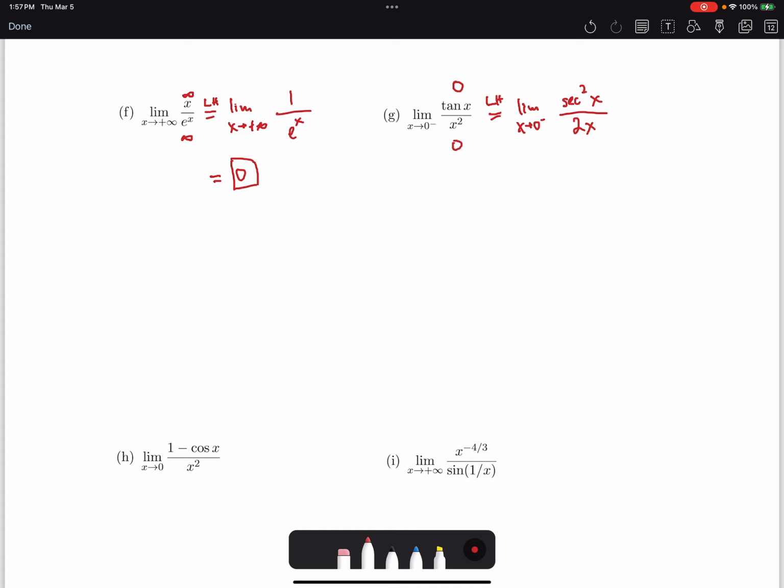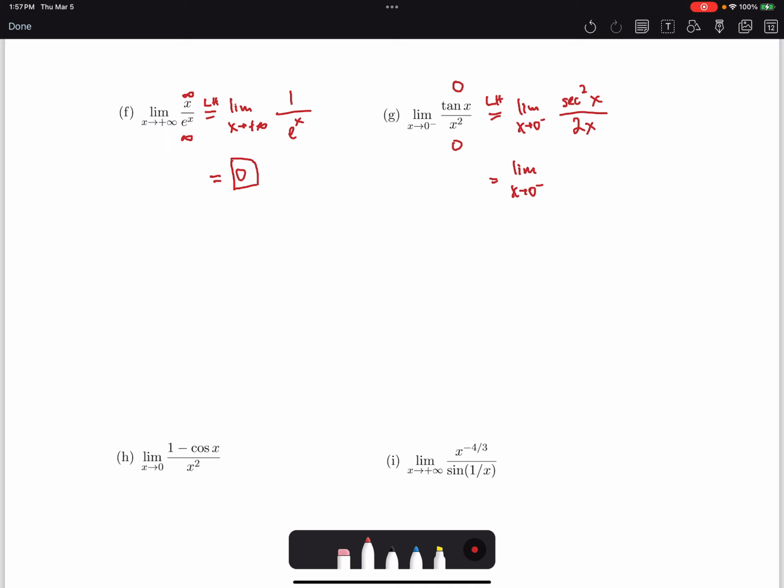Okay, so now let's think about what happens. Secant of 0 is, once again, not infinity or negative infinity or something like that. Secant of 0 is just 1. So secant squared 0 would also just be 1. And meanwhile, the denominator is 0, though, right? So we're going to have to do a little bit of work to see what the limit here is. Let's break this apart. We cannot apply L'Hopital again because it's not 0 over 0, it's 1 over 0.